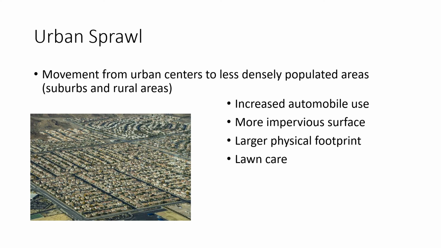But anyway, you have this movement outside of urban centers into suburbs and rural areas. And so in doing so, people need to get back into the city. So you have this increased automobile use, more impervious surface because it's not just concentrated in one spot. You have a lot of roads, a lot of driveways, and it just has a larger physical footprint on the land. And then because I like my green lawn, you're watering your lawn, you fertilize your lawn, lots of extra fertilizer going into surface water there.